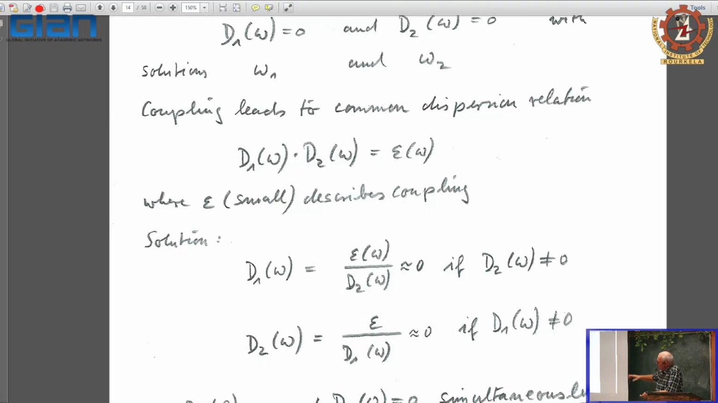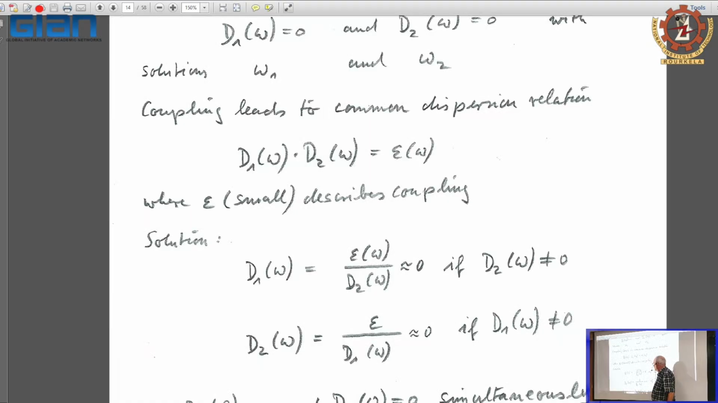This happens when d2 is not 0 and d1 is 0. D1 equals 0 gives the dispersion relation or determines the roots of this equation. What is required is that d1 and d2 are not 0 at the same time. So the requirement is that d1 and d2 are not 0 at the same time. This means that they have a common root, or that the modes cross.